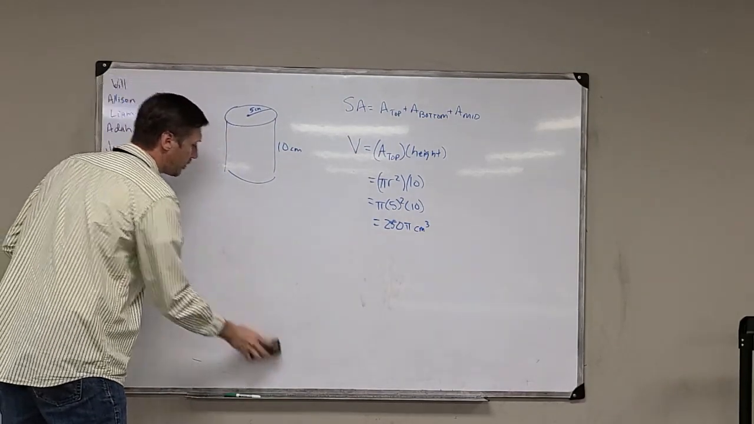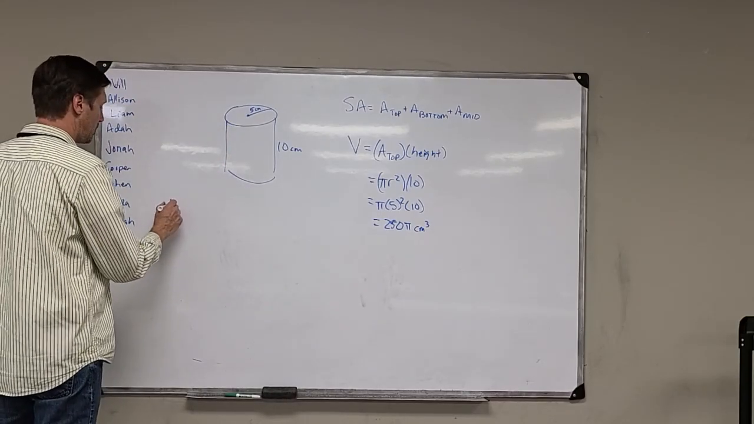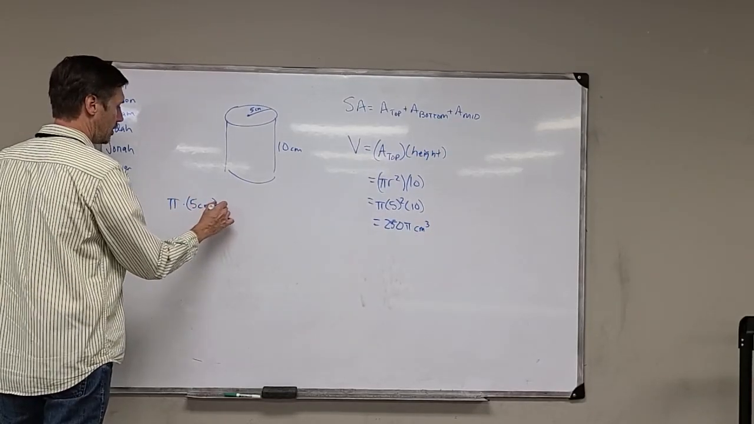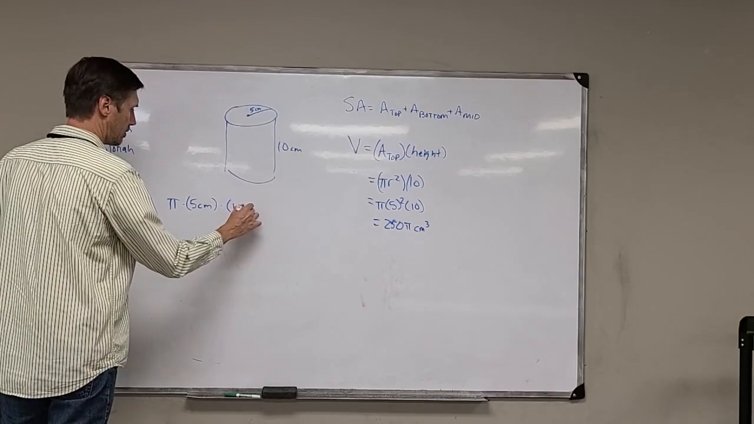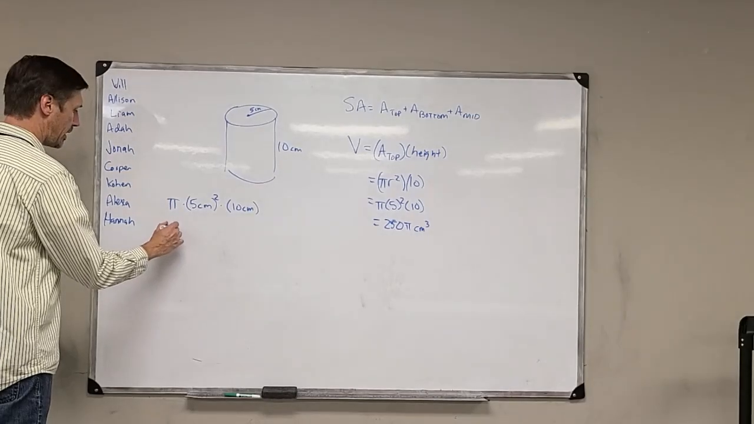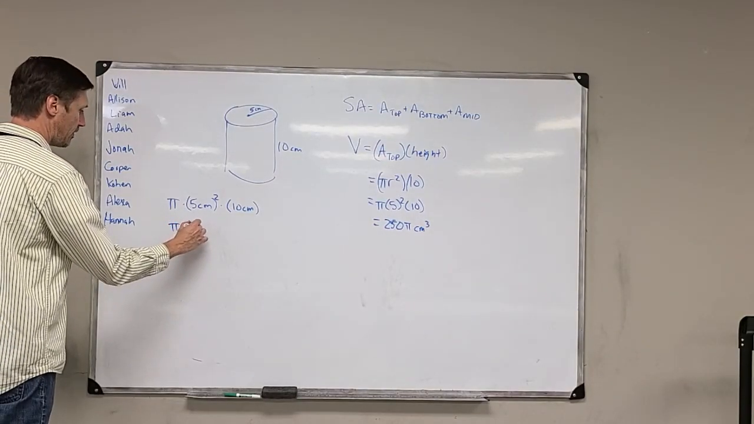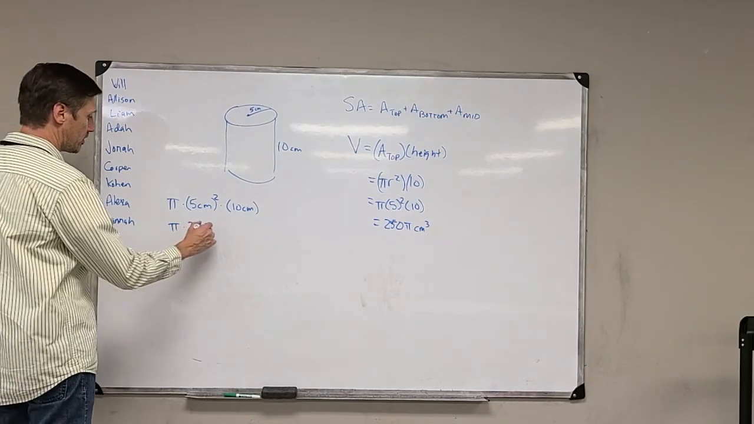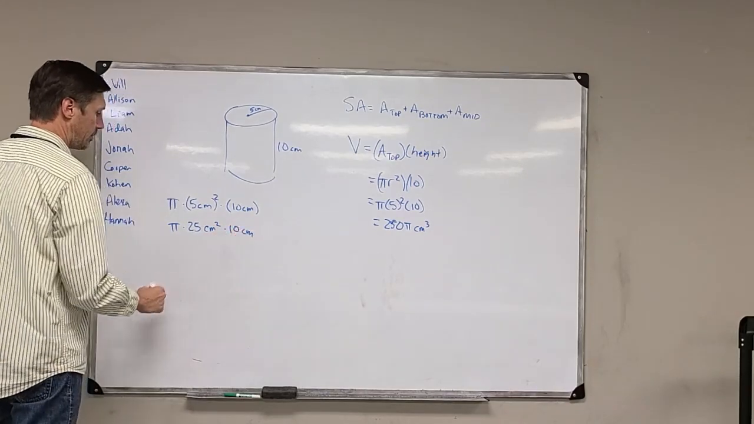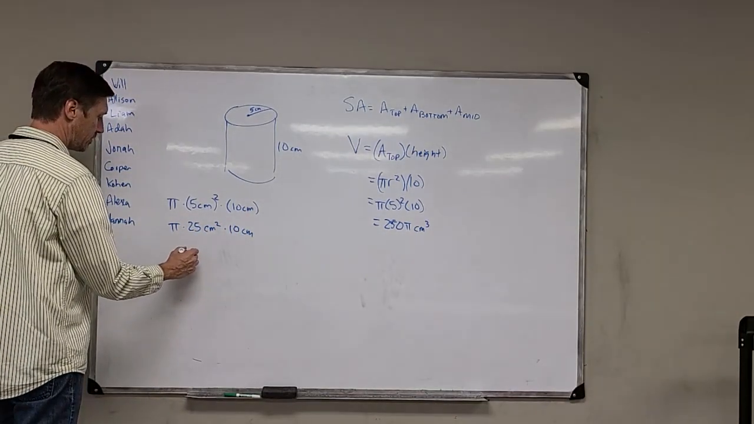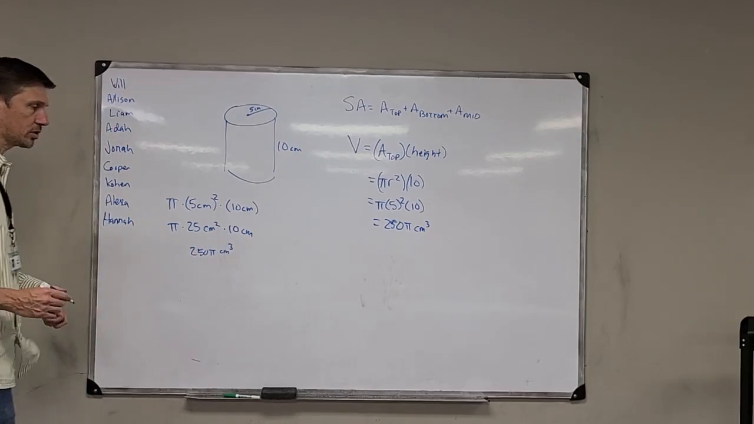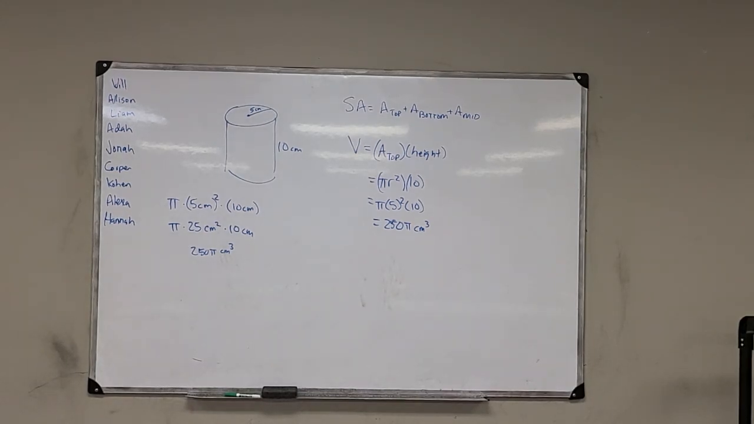And we can see that if we actually think about what we multiplied together. We multiplied pi times the radius squared. Our radius was 5 centimeters, squared, times 10 centimeters, right? So when we square that, we get pi times 25 centimeters squared, times the 10 centimeters. And when you multiply centimeters squared times centimeters, that gives us the 250 pi centimeters cubed.